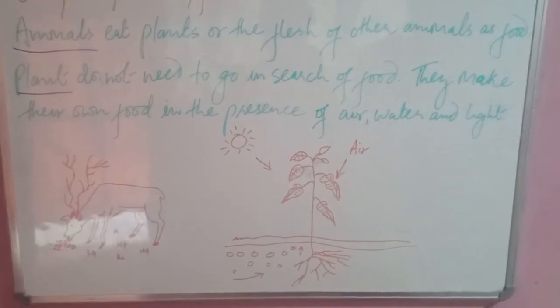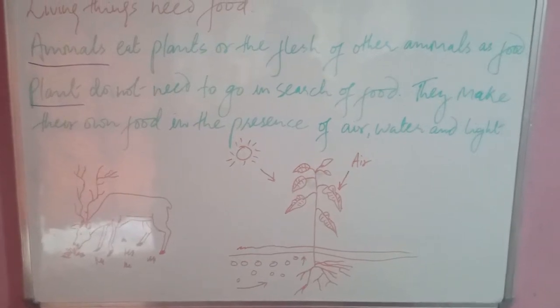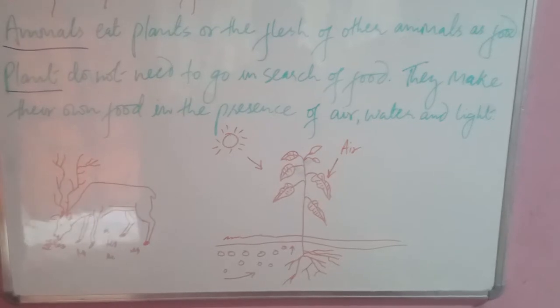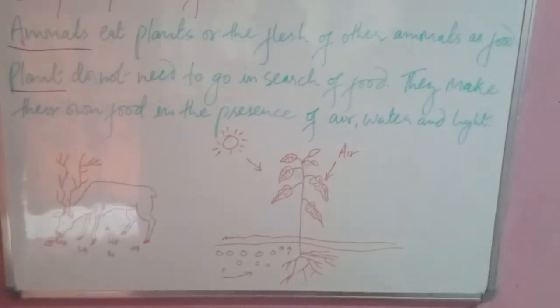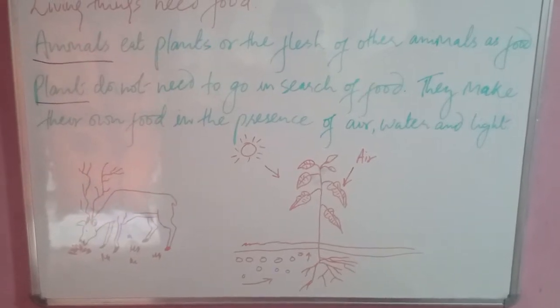the sunlight, from the soil and the air. These are the three things which plants need to make their own food, and they make their own food so that they do not go in search of food.